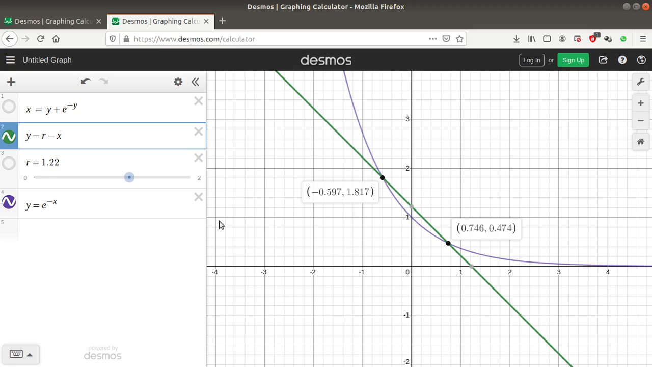Initially when r is less than 1, there is no intersection, and when r is more than 1, there are intersections. So the bifurcation occurs when r is equal to 1. That's one of the important points I need to know in order to characterize the system.